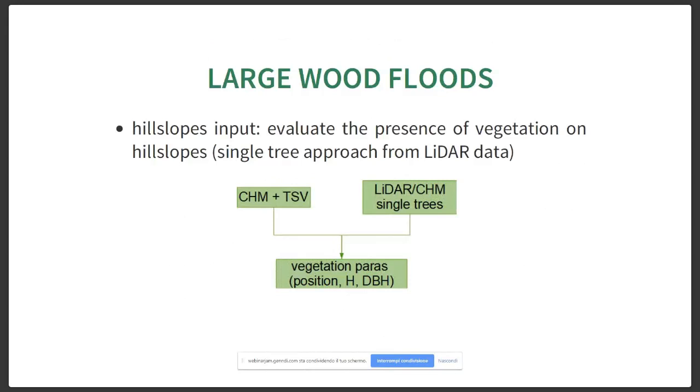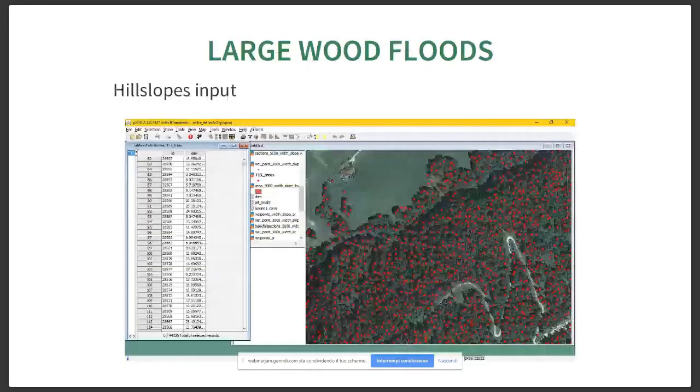In both cases, we evaluate the presence of vegetation on the hill slopes and the vegetation parameters, in particular the position and the height and diameters of the trees, which have to be used for the propagation process. Here is an example. Here is the identification of the single trees in this area.